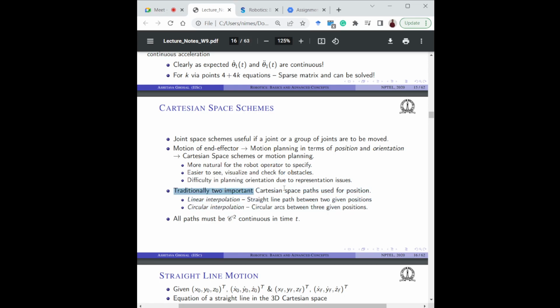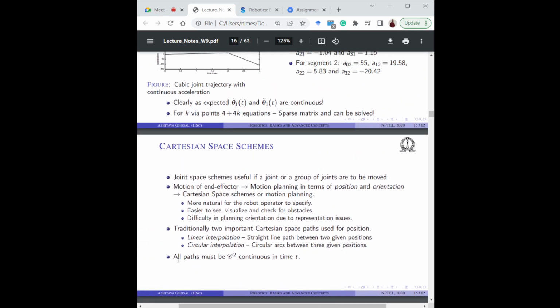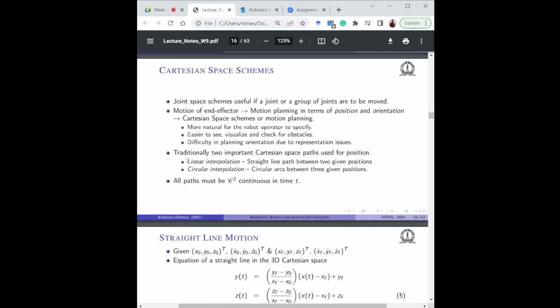Traditionally, two Cartesian space paths are used for position. One is linear and one is circular. One is when the tool moves in a linear fashion between the initial and the final point, and the other is when the end effector moves in a circular pattern when going from the initial to the final position. Whatever type of interpolation you choose, all paths must be C2 continuous so that accelerations are not discontinuous or very high.